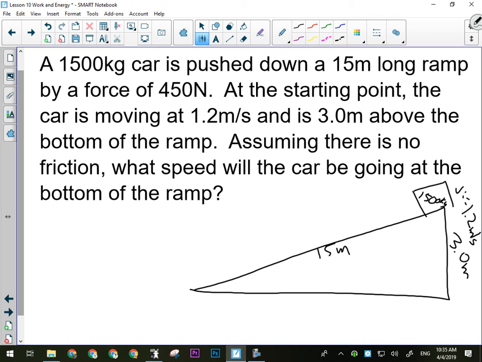Okay, so that's what we know. The ramp is 15 meters long. The height of the ramp is 3 meters. And the initial speed is 1.2 meters per second. We want to figure out, when it's here at the very bottom of the ramp, how fast is it going? Okay, there's more than one way to do that.